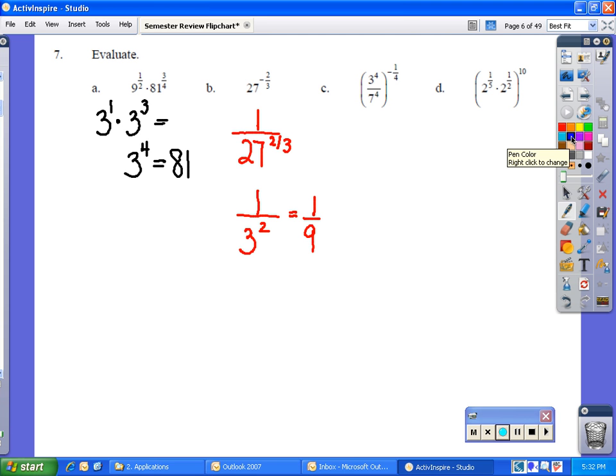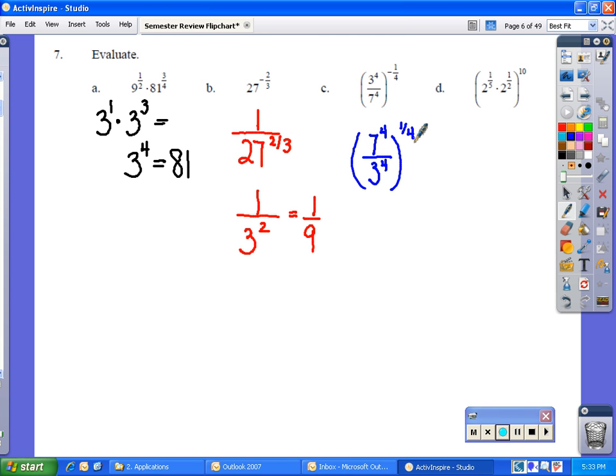Moving on to part C. Again, we have another negative exponent, so what I'd like to do is take the reciprocal first. Therefore, the 7 to the 4th moves up to the top, the 3 to the 4th moves down, and we're going to raise this whole thing to the positive 1/4 power. Notice that we have raised a power to a power here, 7 to the 4th to the 1/4, and 3 to the 4th to the 1/4.